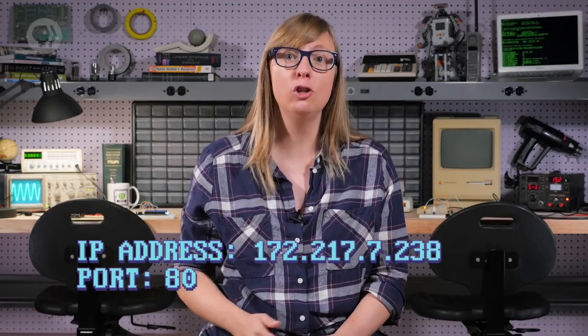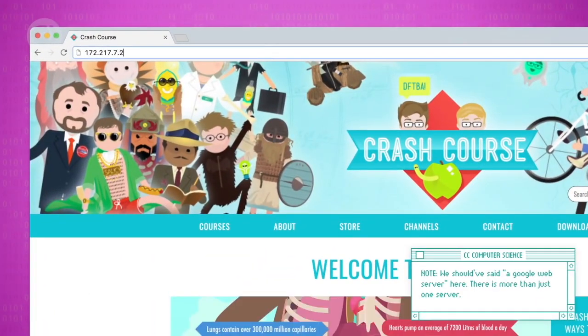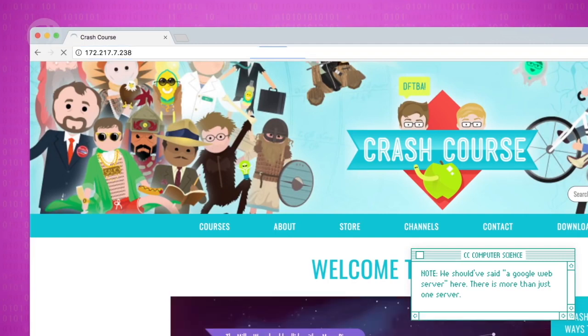When your computer wants to make a connection to a website, you need two things: an IP address and a port, like port 80 at 172.217.7.238. This example is the IP address and port for the Google web server. In fact, you can enter this into your browser's address bar like so, and you'll end up on the Google homepage. This gets you to the right destination, but remembering that long string of digits would be really annoying.